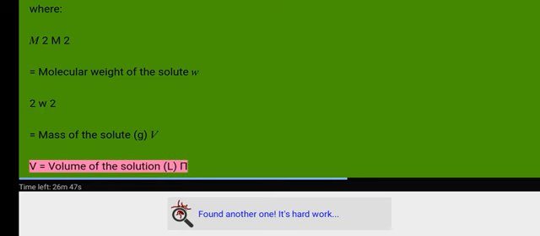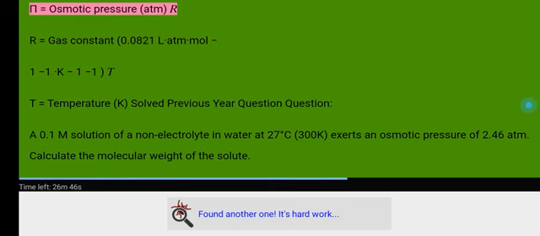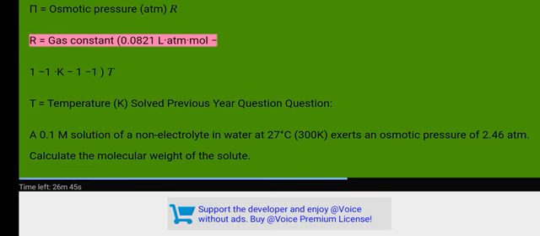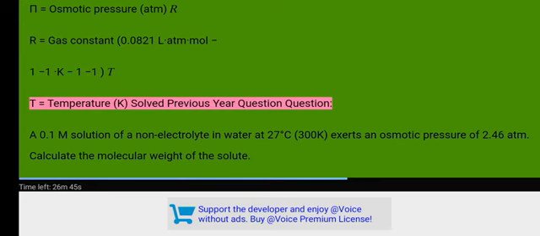V equals volume of solution in liters. Pi equals osmotic pressure in atm. R equals gas constant, 0.0821 L atm mol⁻¹ K⁻¹. T equals temperature in Kelvin. Solve a previous year question.